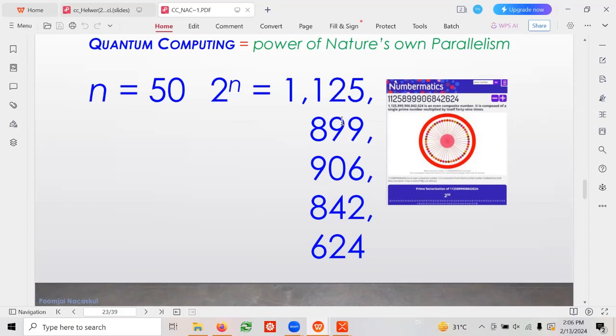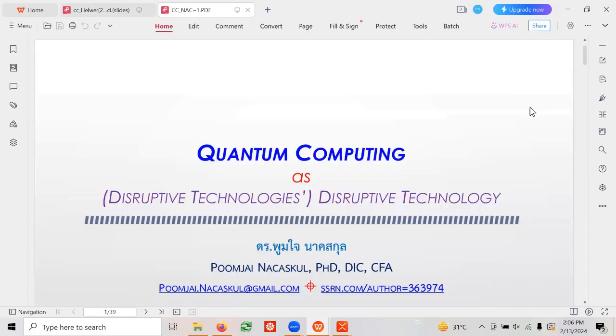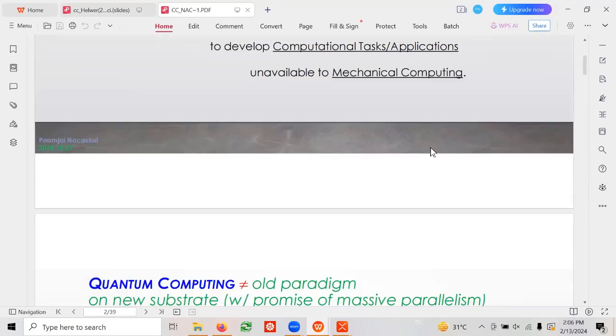This is not doable in any supercomputer, even if the computer is 1 million times faster than what we have today. It's not going to do it. So that's the promise. It's all to do with scaling. It has nothing to do with anything else, just scaling.